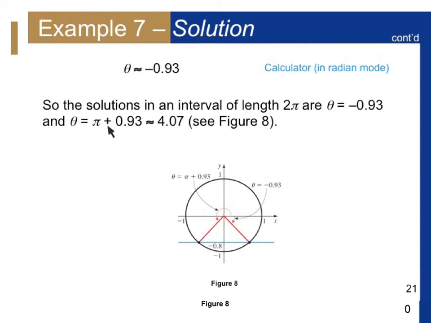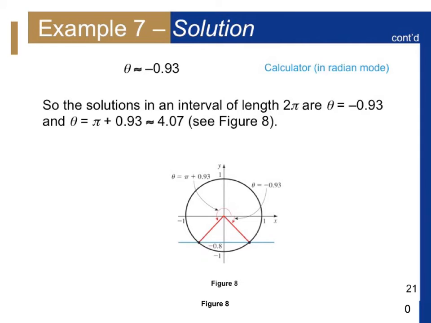And then if we go pi plus 0.93, which gives us 4.07, that's going to put us in the third quadrant. Okay, so this is minus 0.93 radians, right? And this is pi. If we go plus 0.93 radians plus pi, we end up over here, right? So there's our other solution as we go around the circle once. We get this one and we get this one. So there's two basic solutions, which would give us minus 0.93 radians and then 0.93 plus pi, or 4.07 radians.